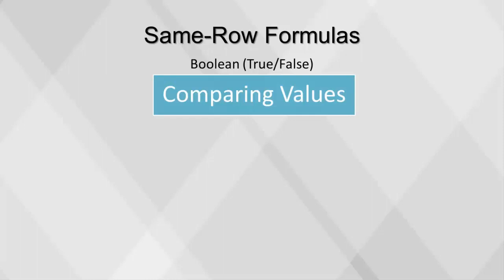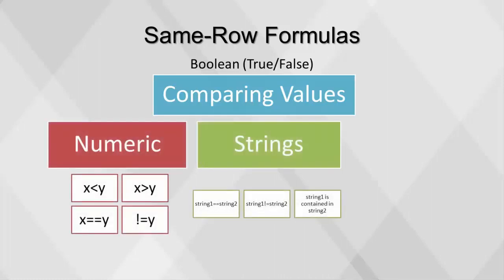A Boolean variable is typically used to capture true-false values. To create a Boolean variable, a logical statement or condition can be used in a formula. This logical statement can compare two values of the same type: numeric values, strings, and dates.